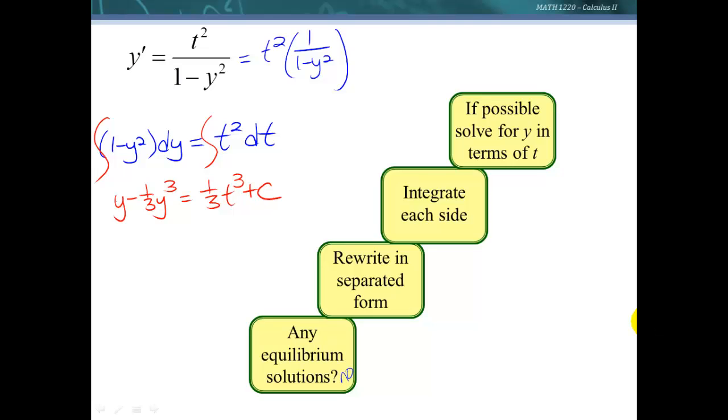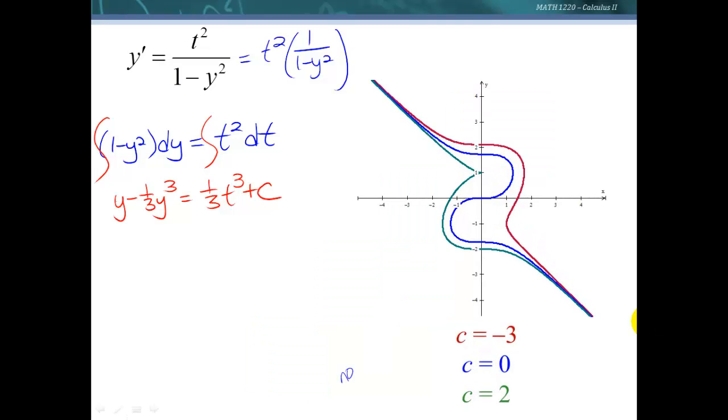Looking to see what these solutions look like, it's kind of interesting. Here are some different examples. You can see the red one is when our c is -3, and when our c is 0 we get the blue one. When our c is 2 we get the green one.